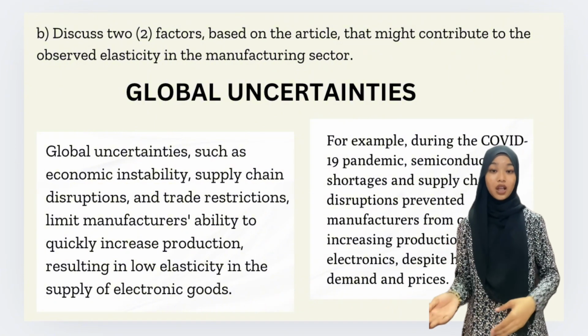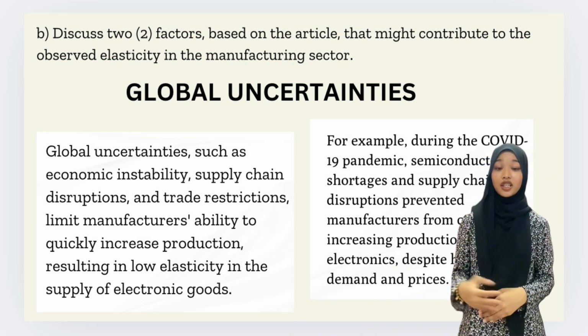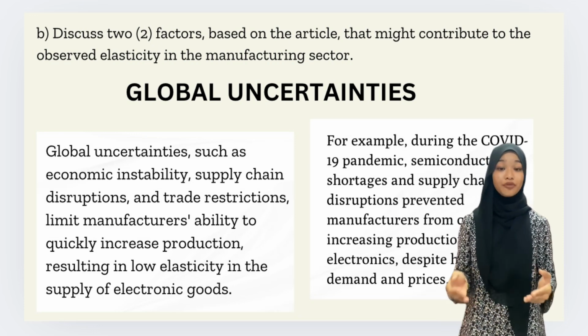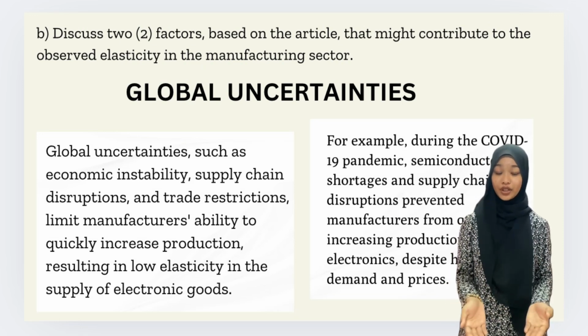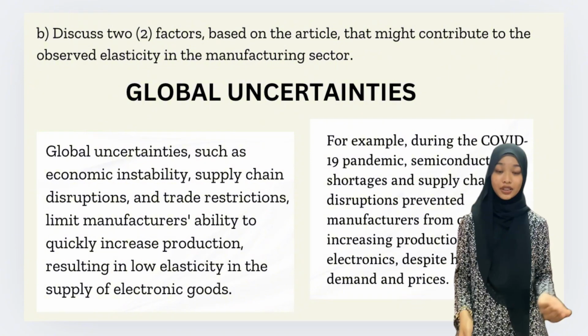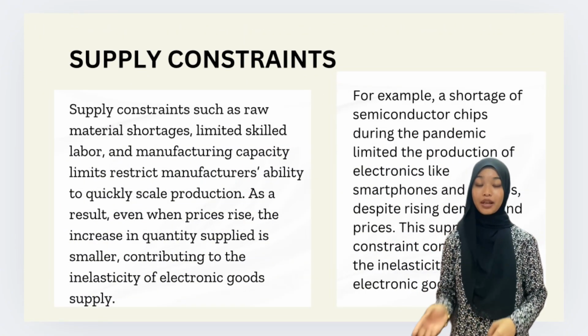For example, during the COVID-19 pandemic, semiconductor shortage and supply chain disruption prevented manufacturers from quickly increasing production of electronics despite highest demand and price. The second factor is supply constraints.